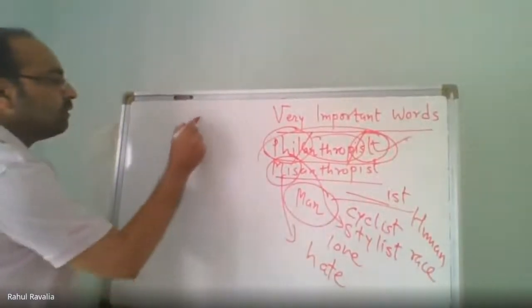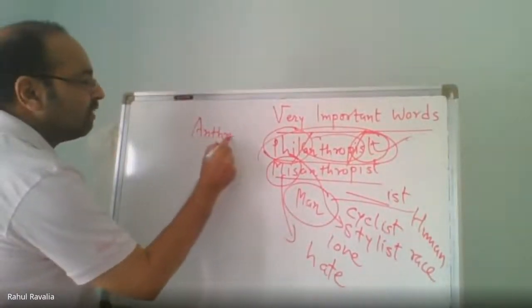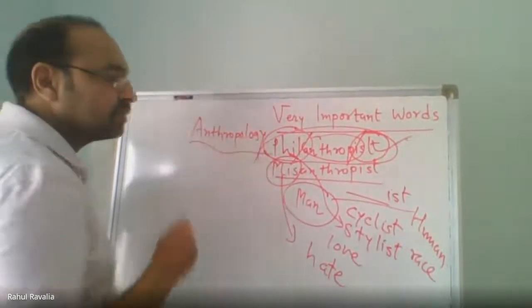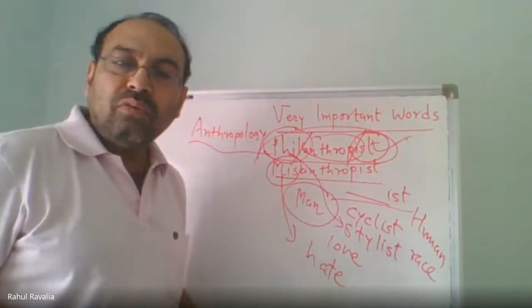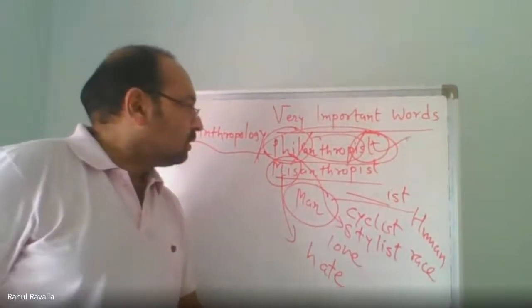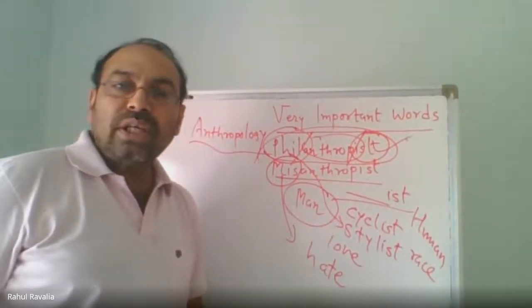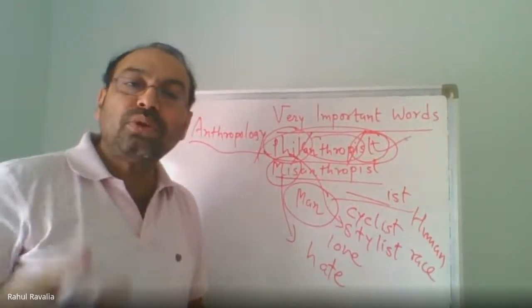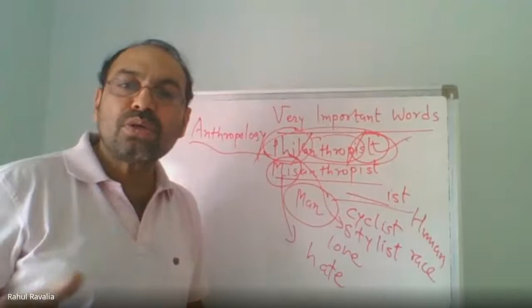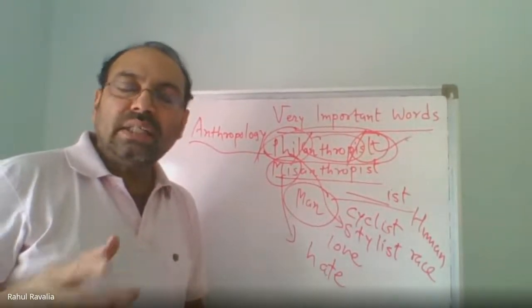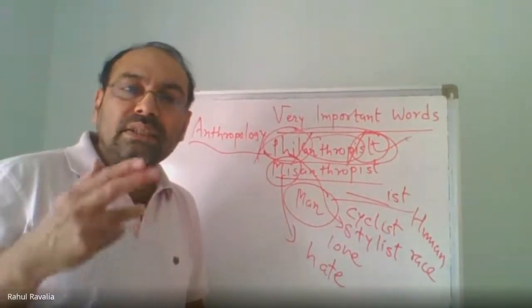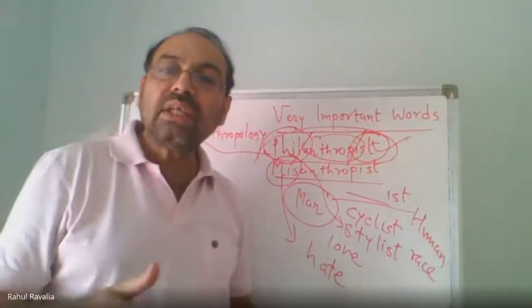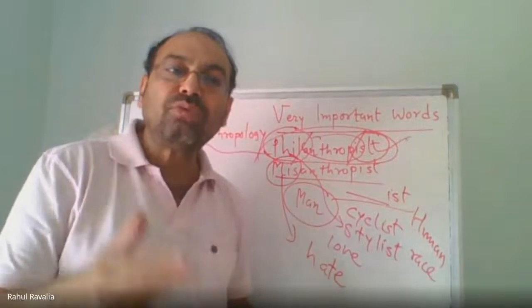Now again, from anthrop we have anthropology. Again we have the word anthropology, and anthropomorphism. Now, what is anthropology? Anthropology is a science, a branch of social studies. It is a science that studies the cultural history of mankind.